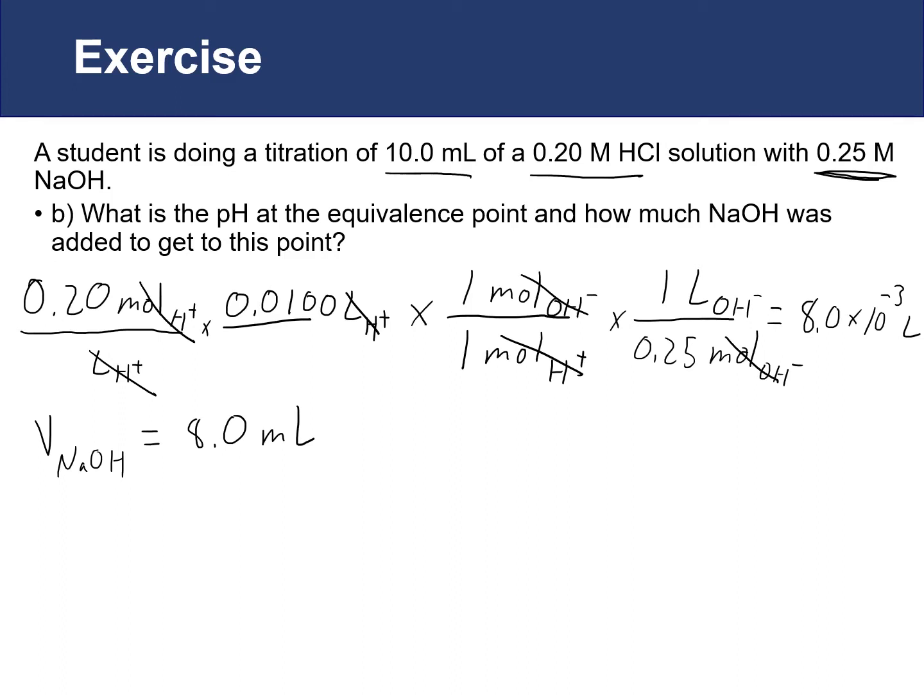Because we have neutralized all of the acid and have no excess base left over, the only location where we're getting H+ from is the water. And if we're working at 25 degrees, then the concentration of the H+ is that of water, which would be 1 times 10 to the negative 7. So our pH would be equal to 7.00.